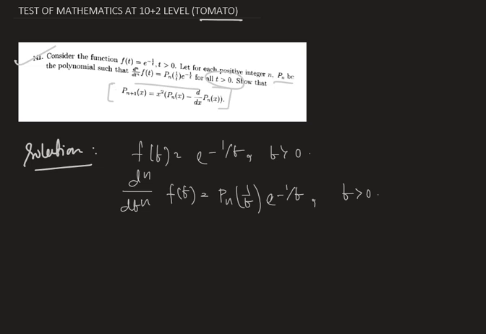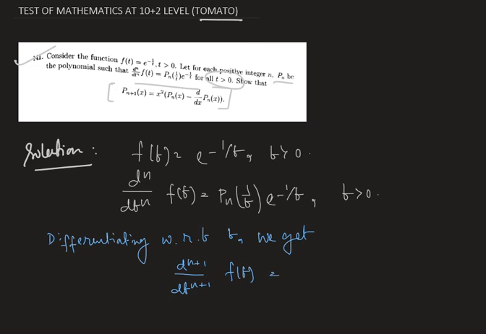Now differentiating with respect to t, we get d^(n+1)/dt^(n+1) f(t) equals d/dt Pn(1/t) multiplied by e to the power minus 1 by t, plus e to the power minus 1 by t times 1 by t square multiplied by Pn(1/t).